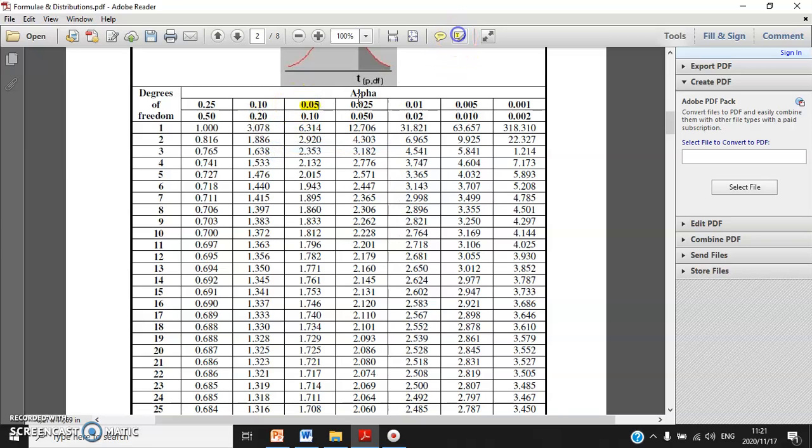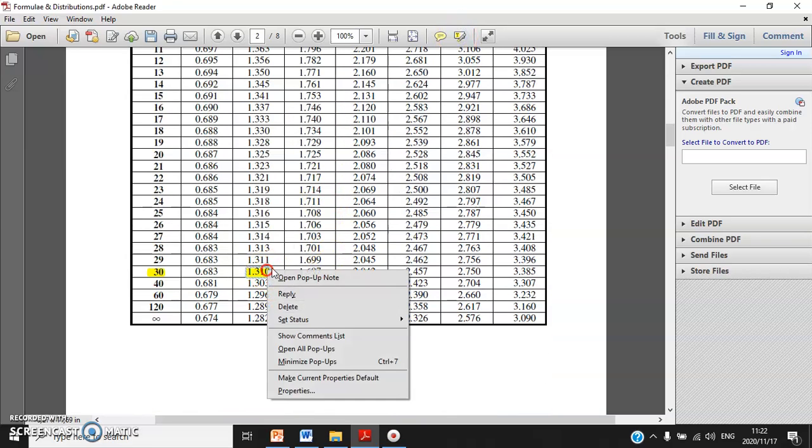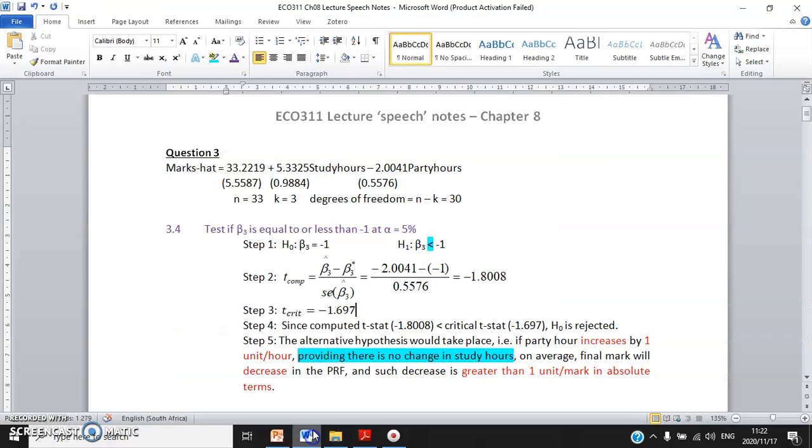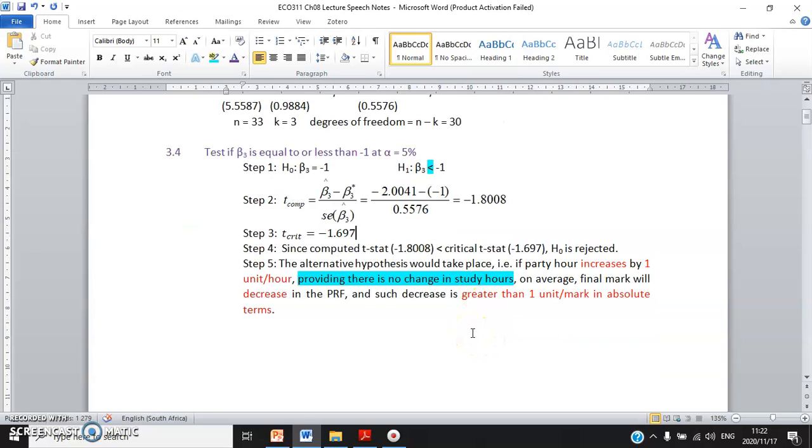Here, one-sided left tail test. This is why my critical t-stat is 1.697. And because this is a one-sided left tail test, we have to add the negative sign. Then it becomes minus 1.697. And since the computed t-stat is smaller than the critical t-stat, the null hypothesis is rejected. So it means, from a statistical point of view, the alternative hypothesis is more likely to happen. So can you read step 5 to see if you understand the interpretation?